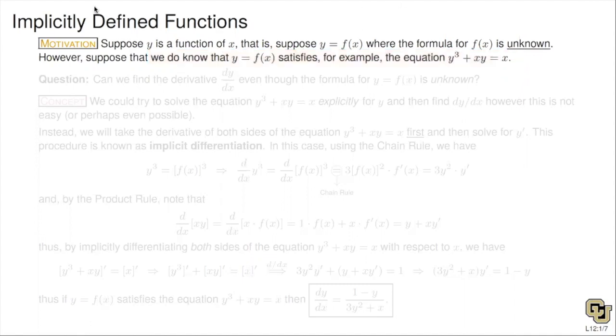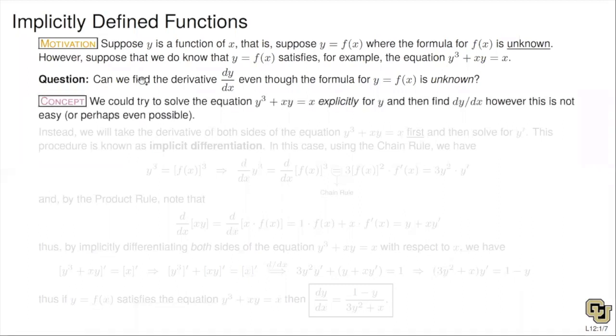So the question now is, if we don't know what y is, but we do know that y satisfies some equation, can we find the derivative dy/dx? Obviously the answer is yes. Otherwise, I wouldn't be talking about it. So the answer is yes. And what's the concept though?